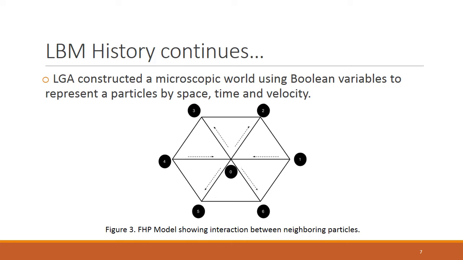This FHP model constructs a microscopic world using Boolean variables or Boolean tensors. If you want to go deeper, the variables represent the particle by space-time and velocity. First of all, to represent a particle, you need to know x, y, z, and give it time. But that's fundamental. Everyone should know that. Then velocity does another part. We need that.